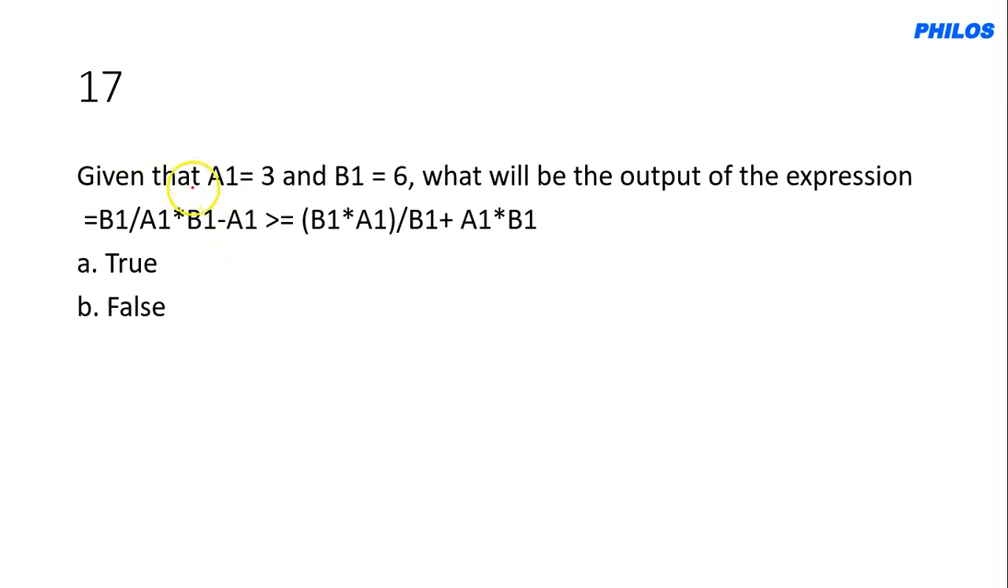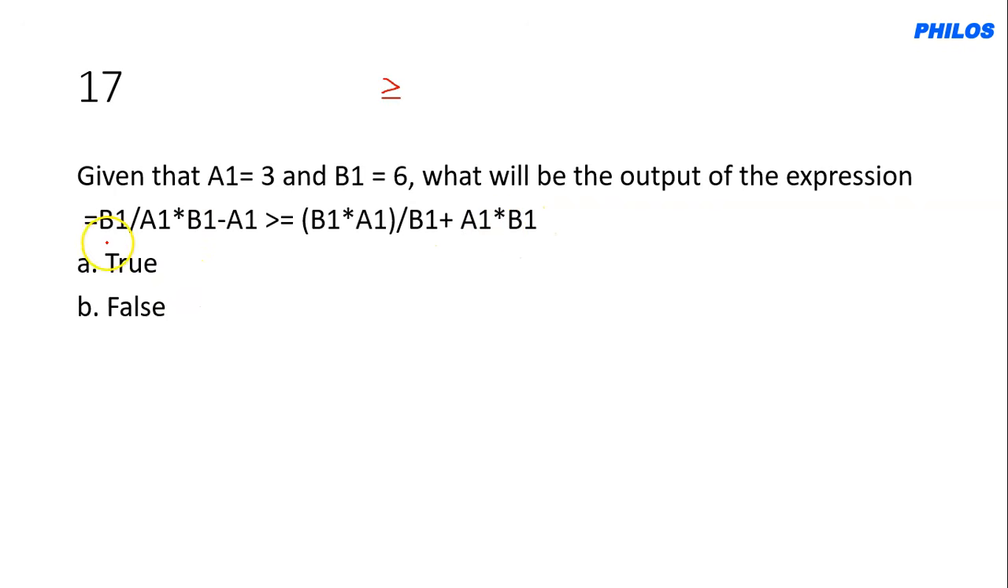17. Given that A1 equals 3 and B1 equals 6, equals B1 divided by A1 times B1 minus A1 greater than or equal to. This is how we write greater than or equal to in Excel. Okay, this is how you write it, greater than or equal to. But in Excel, you write it this way. You write greater than and bring equal to at the front of it. If you want to write less than or equal to also, you type less than and bring equal to at the front of it. Okay, then B1 times A1 divided by B1 plus A1 times B1. They want to know if this is true or false.